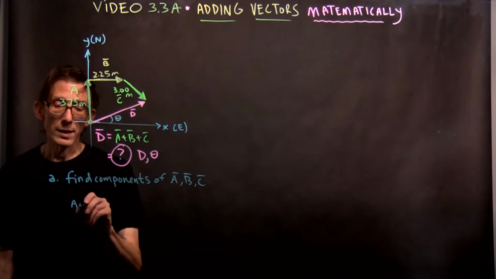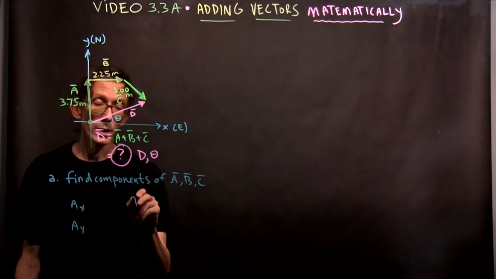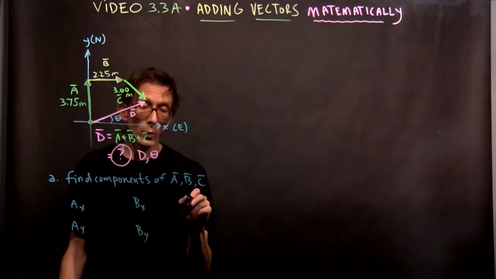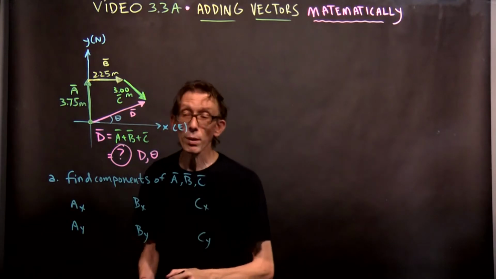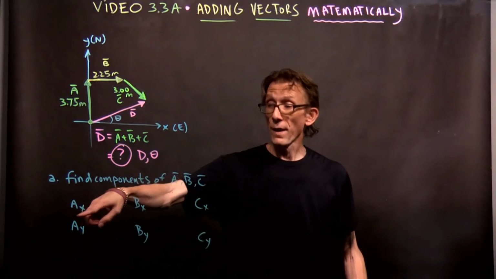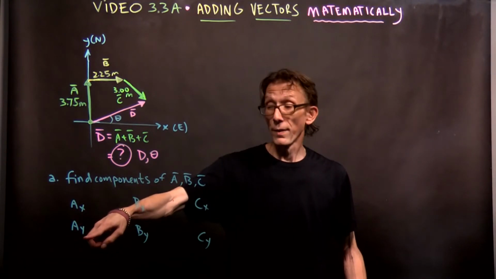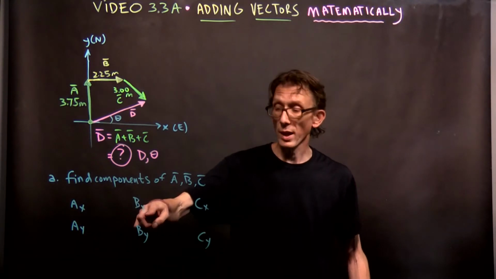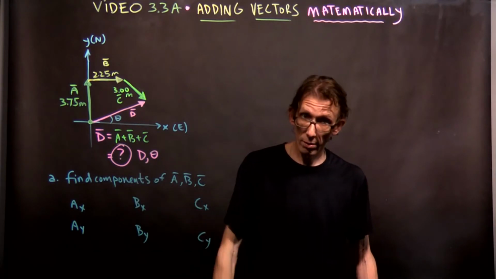So we need to find A sub x, A sub y. We need to find B sub x, B sub y. We need to find C sub x and C sub y. Now remember, A sub x simply means how far the vector A goes in the x direction. A sub y tells us how far the vector A goes in the y direction. B sub x tells us how far B goes in the x direction. B sub y tells us how far B goes in the y direction, and so forth.